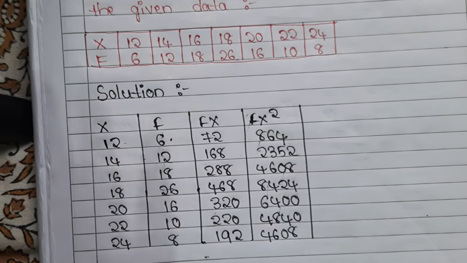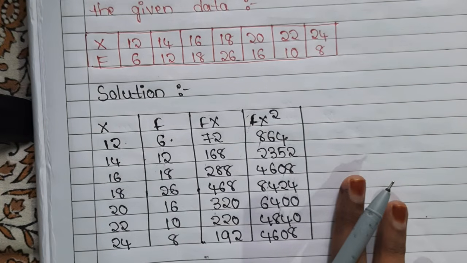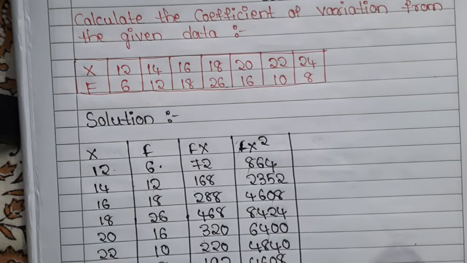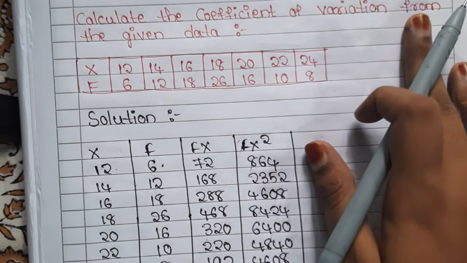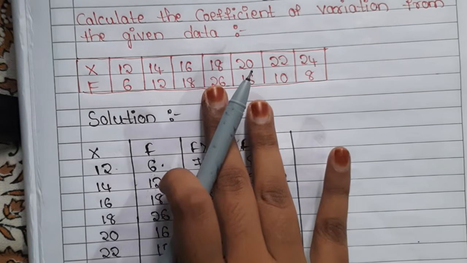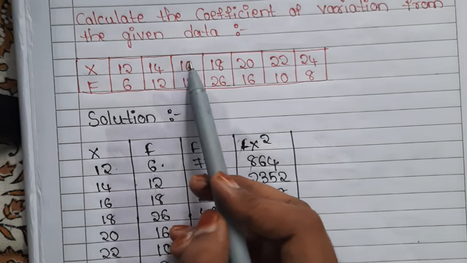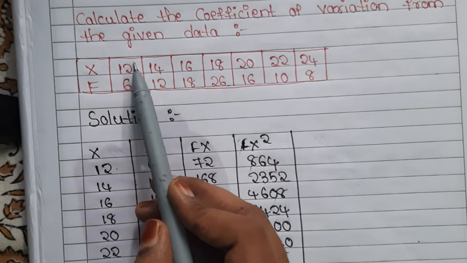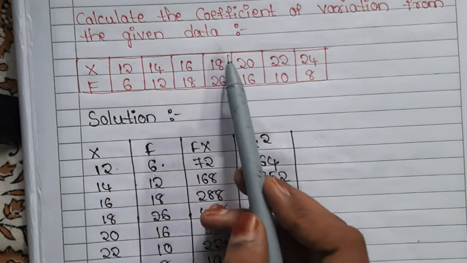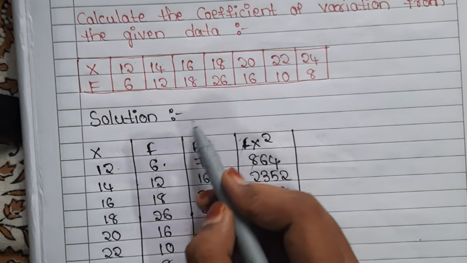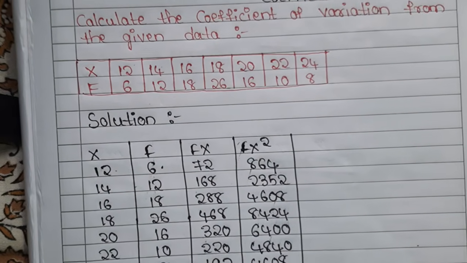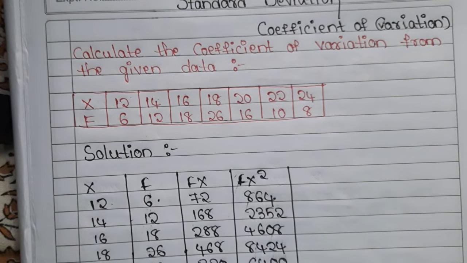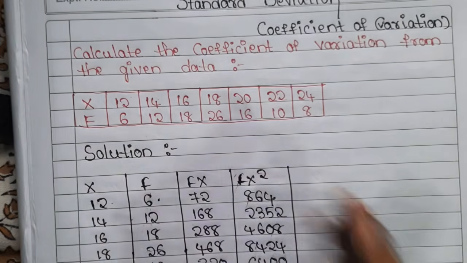But note here, the solution which we are doing is a discrete series. The solution in which we are performing standard deviation and its coefficient of variation is a discrete series, meaning only single values have been given. If it were a continuous series, meaning 10 to 20, 20 to 30, 30 to 40, in that way, we would calculate mid values. As I have shown you in part 1, we performed standard deviation and its coefficient on continuous series, meaning 10 to 20, 20 to 30.